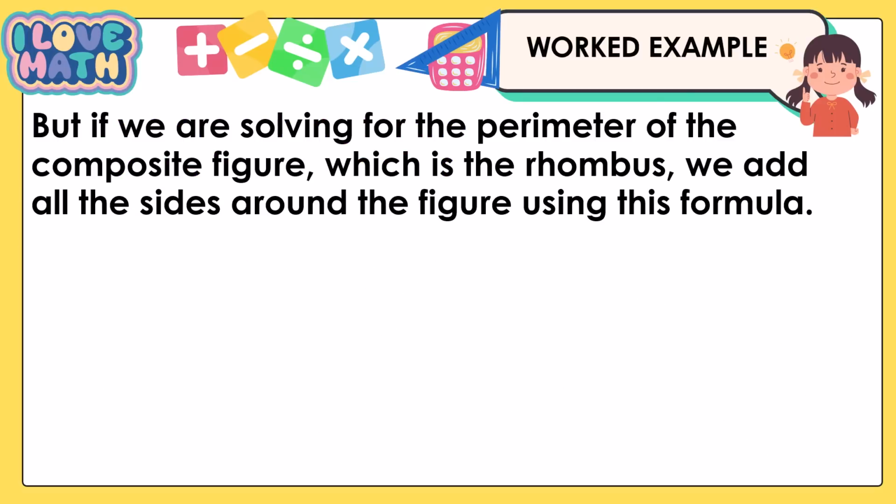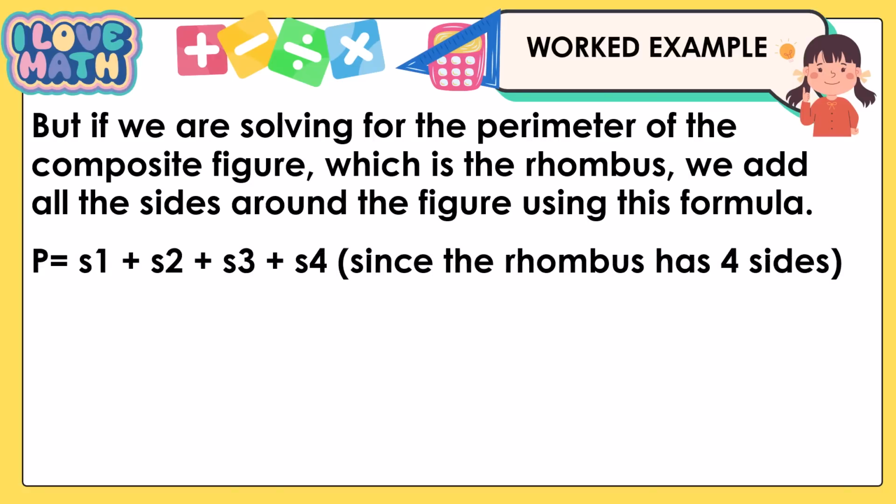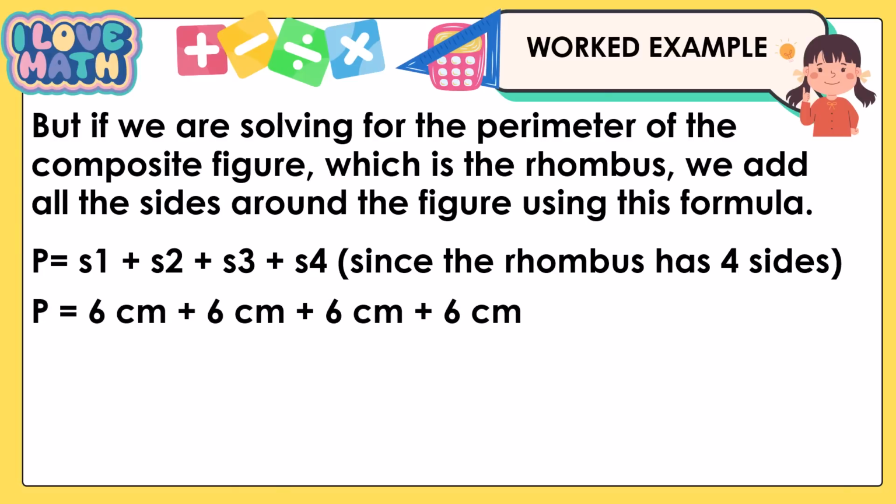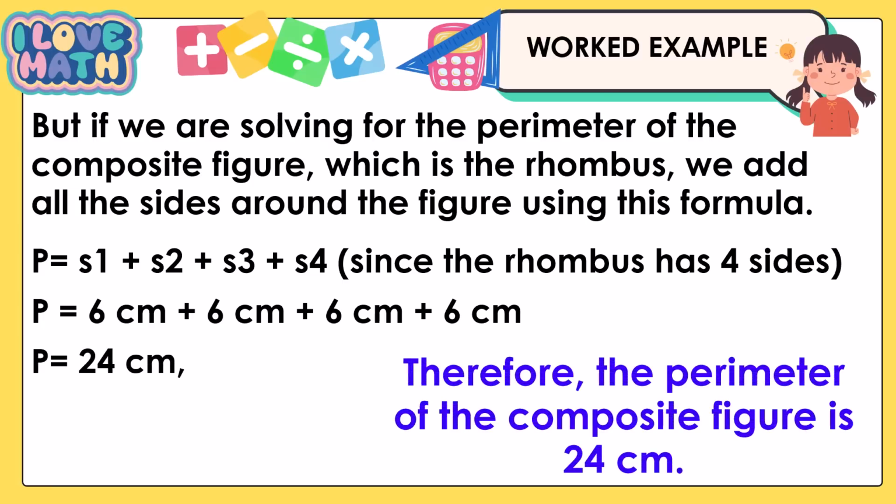But if we are solving for the perimeter of the composite figure, which is the rhombus, we add all the sides around the figure using this formula. P equals S1 plus S2 plus S3 plus S4, since the rhombus has 4 sides. P equals 6 centimeters plus 6 centimeters plus 6 centimeters plus 6 centimeters. P equals 24 centimeters. Therefore, the perimeter of the composite figure is 24 centimeters.